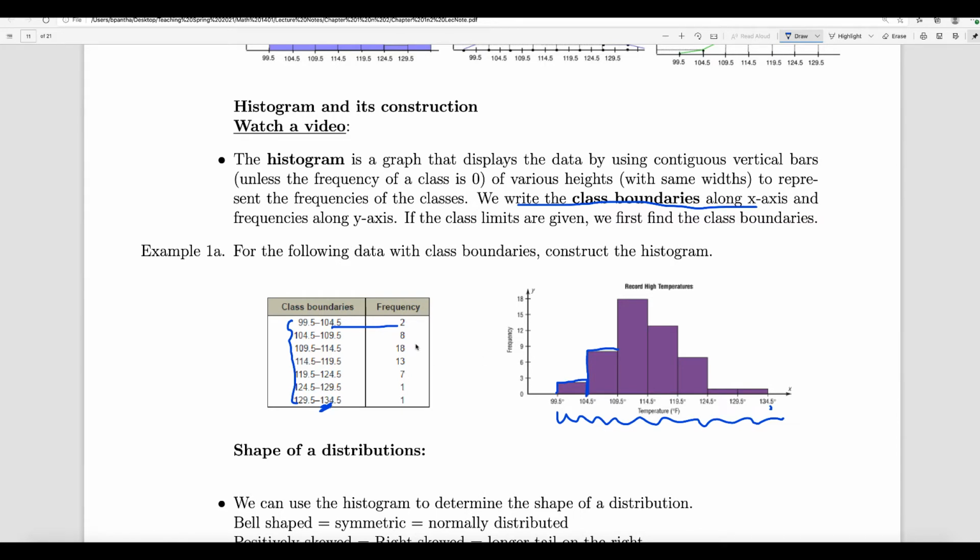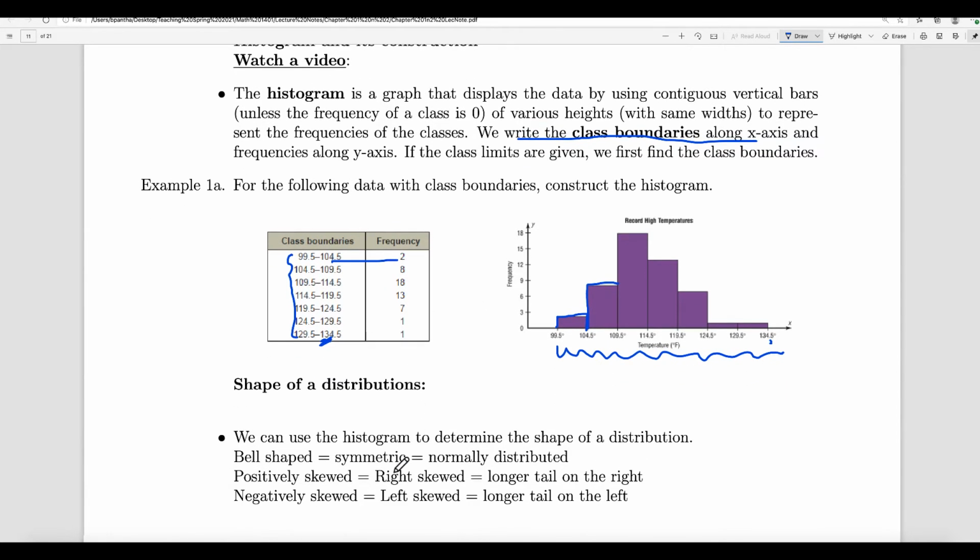Okay, now the shape of the distribution. Look at this. If the histogram is bell-shaped, we call it bell-shaped, symmetric, or normally distributed. If the histogram has a longer tail on the right, for example this one, see, a longer tail on the right, right? That is called positively skewed, or right skewed. And negatively skewed is if there is a longer tail on the left, then it is negatively skewed, or left skewed.